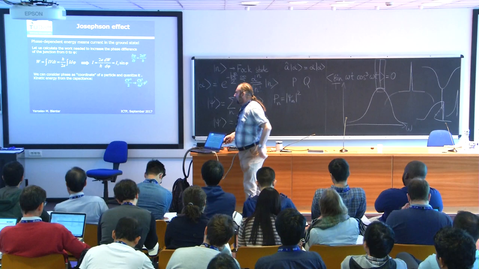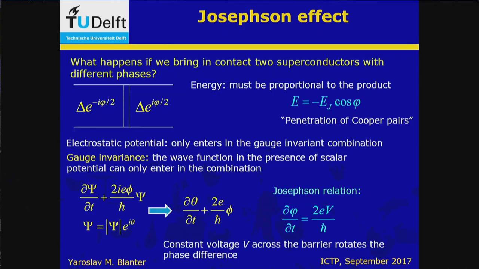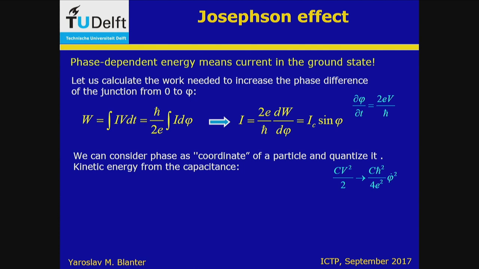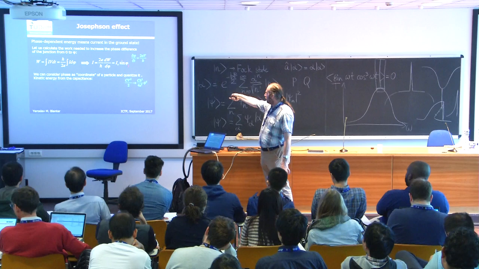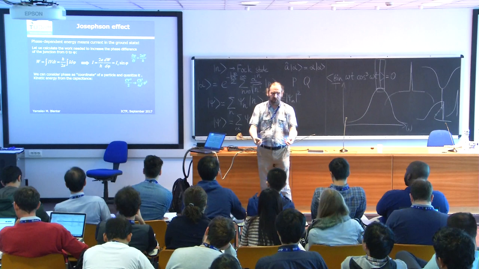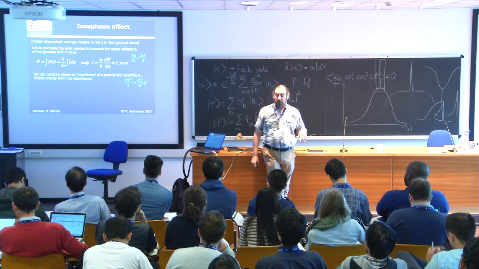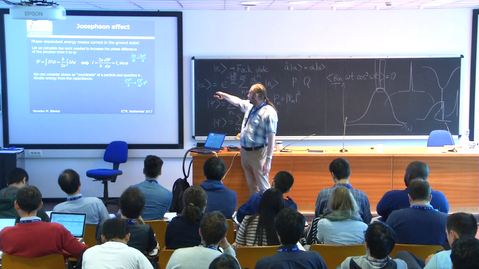Right. Now, once you have the energy which is phase dependent, you can also use this gauge invariance argument, and you can derive the current, which in this case would be proportional to the sine of the phase. And that's it. So we have this junction, we have the phase. Current is proportional to the sine of the phase, so I_C is a constant which is related to the properties of the junction. It's actually proportional to the transparency of the junction, absolute value squared. And if the phase is time dependent, you also generate voltage.